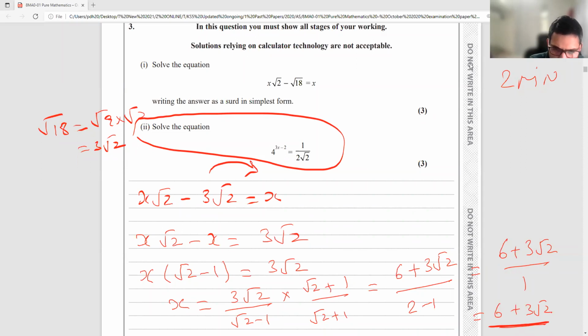Once we got up to there, Krishna, once you got x minus 3 root 2 equals x, we have to have x on one side, the x minus 3 root 2 part here, and the numbers on one side. Yes. Okay, so that's what we did. We just simplify root 18, which is this one. We bring all the x's to one side, divide by root 2 minus 1, and then we rationalize it, and then we go from there, right?